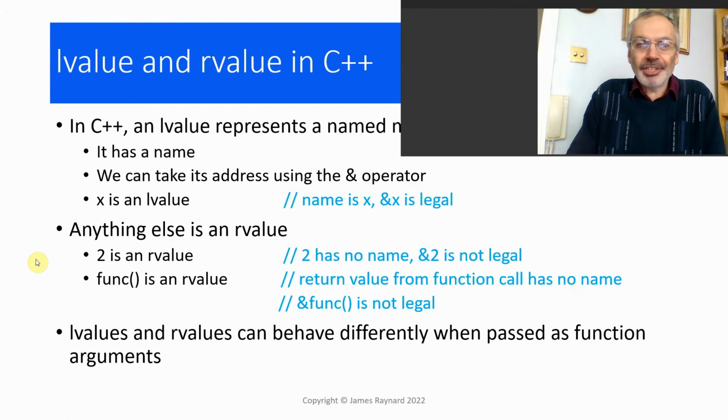So for example, 2 does not have a name, and we cannot take its address. The return value from a function does not have a name, and we cannot take its address. So those are both rvalues. So we have a more complex rule, but it does give the same answers. The reason why all this is important is that Lvalues and rvalues can behave differently when we pass them as function arguments.